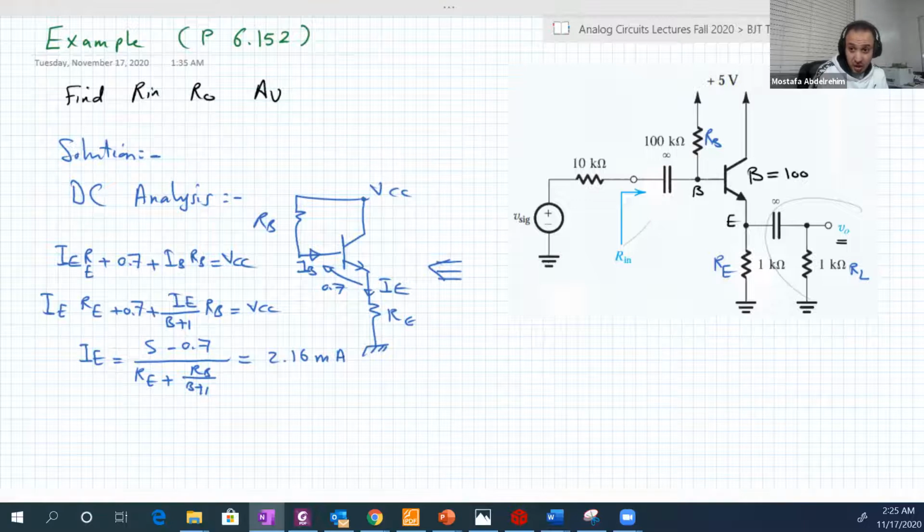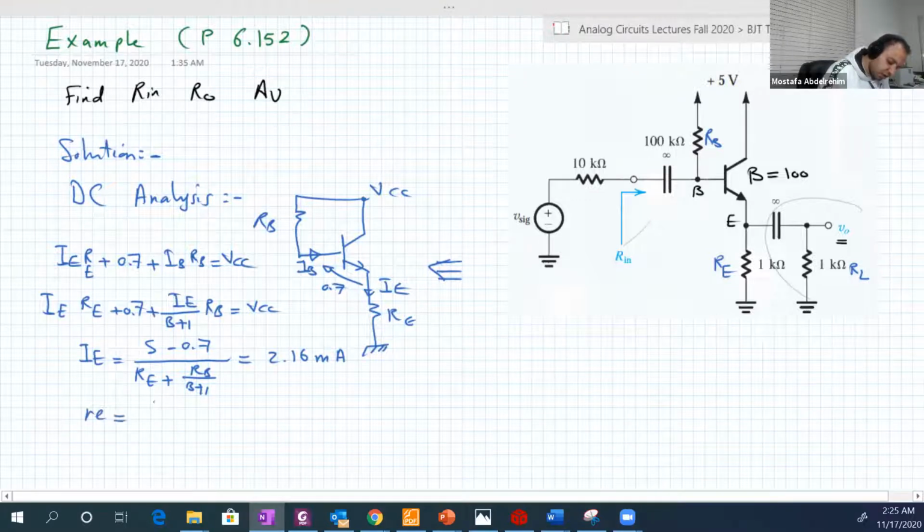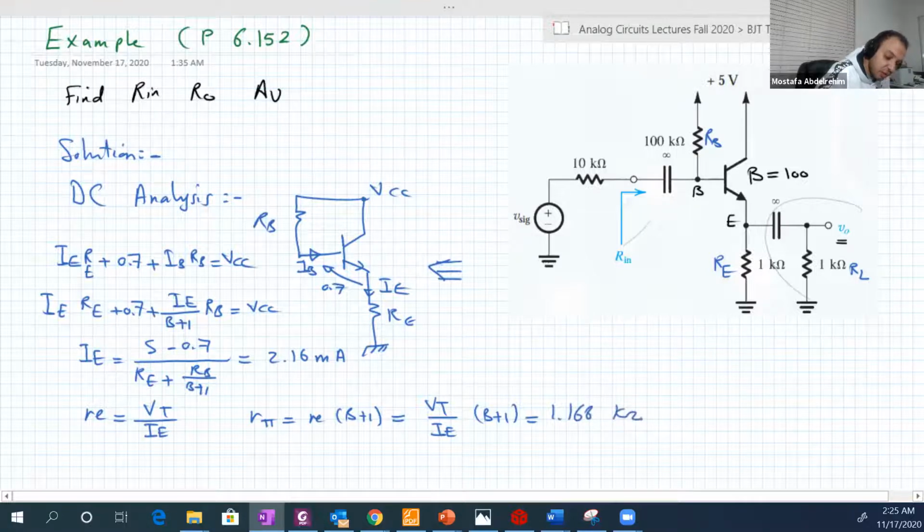Once you get IE, you get re. Small re is equal to VT over IE. Or you get r pi as well. So r pi is equal to re multiplied by beta plus 1. So r pi is VT over IE multiplied by beta plus 1. If you substitute, this will be 1.168 kilo ohms. You can use small re or r pi, that's very fine.